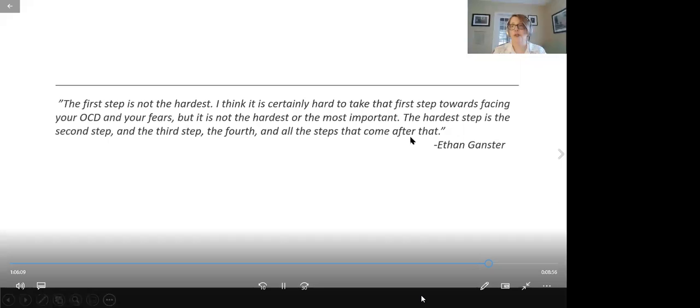It's also going to promote flexibility, and we're ending with this idea of variability in behavior. Okay, here's another quote by Ethan that I really love. He says, "The first step is not the hardest. I think it's certainly hard to take that first step towards facing your OCD and your fears, but it's not the hardest or the most important. The hardest step is the second step, and the third step, and the fourth, and all the steps that come after that." And I love that, because when we teach ERP, it's about changing your relationship to this avoided content forever, not just during the course of treatment.